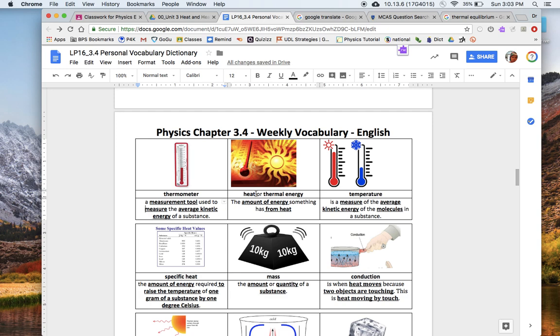The next word is heat, or another way to say heat is thermal energy, and it is the amount of energy something has from heat. So say heat or thermal energy.